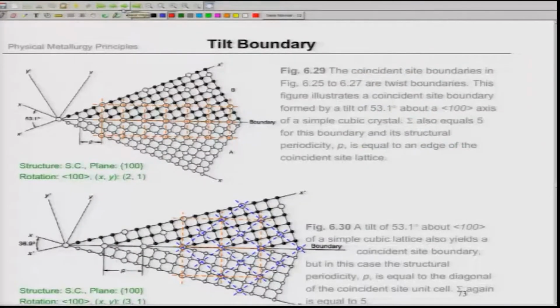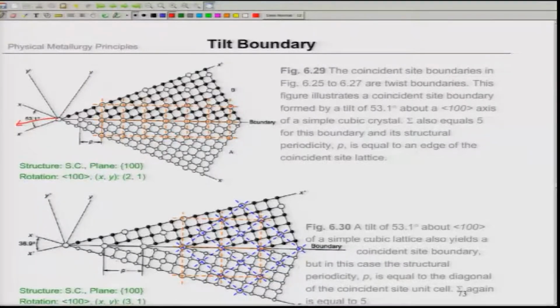Fine. So, in this way we can make tilt boundaries or twist boundaries depending on that. You can see here it is much clearer. If I have two lattices, one shown there, one shown at the top, A and B type, and you want to have a coincidence of the atoms, we can tilt A with respect to B about this axis by 53.1 degrees. Then these are the points on which the lattice of A will be falling on lattice points of B, other points it will not fall.